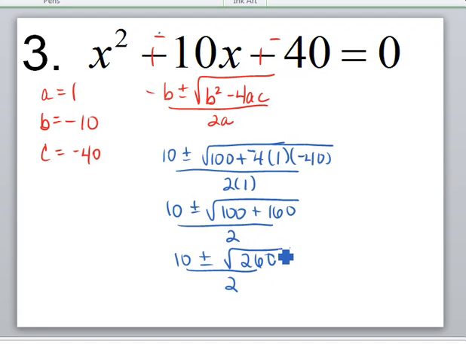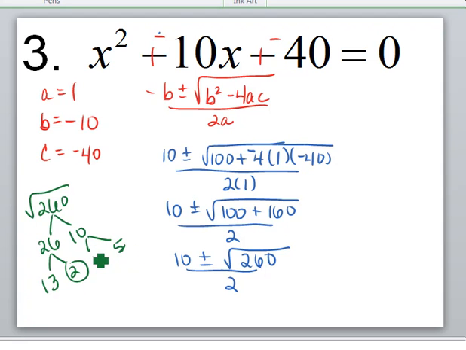This can be broken down, so I'm going to need to go off to the side and do a separate problem for the square root of 260. The square root of 260 is 26 times 10. This is 13 times 2. This is 2 times 5. So I have a pair. It's a pair of 2's. So I have 10 plus or minus 2, the square root of, these stay on the inside, 13 times 5 is 65, all over 2.